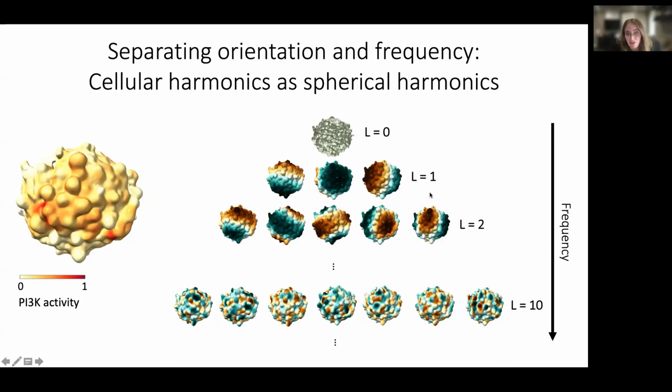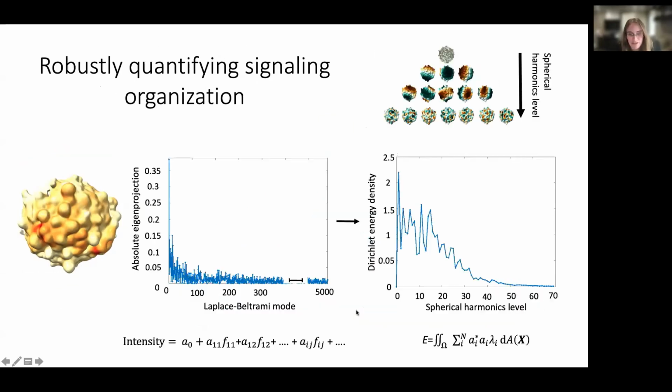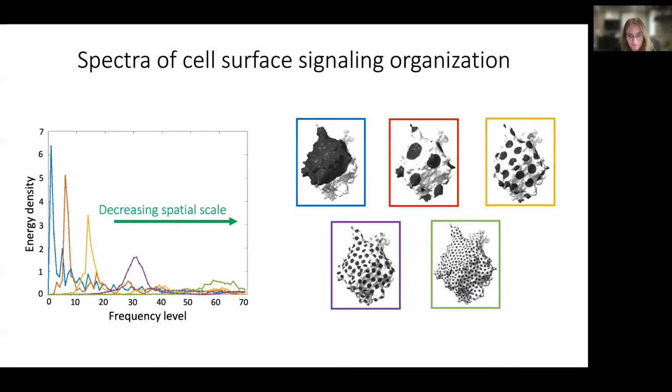So we average across the different levels of the spherical harmonics. And then we also convert our magnitudes into a Dirichlet energy density, which gets rid of the absolute magnitude of the fluctuations because they're hard to normalize from cell to cell, and the Dirichlet energy measures just how much variation there is on the cell surface, right? So now we have a spectra that more directly measures spatial frequency.